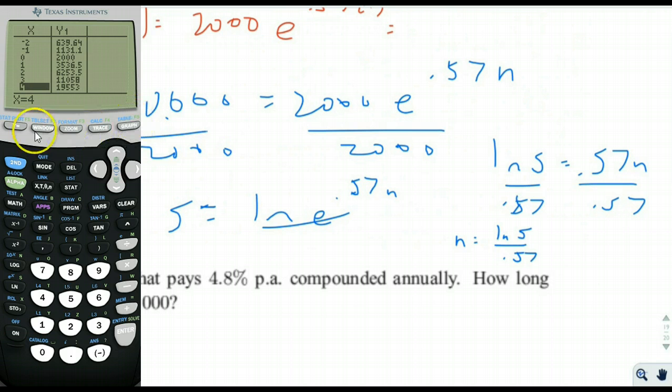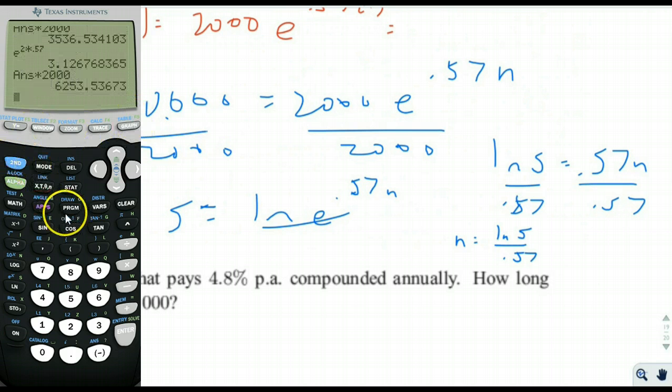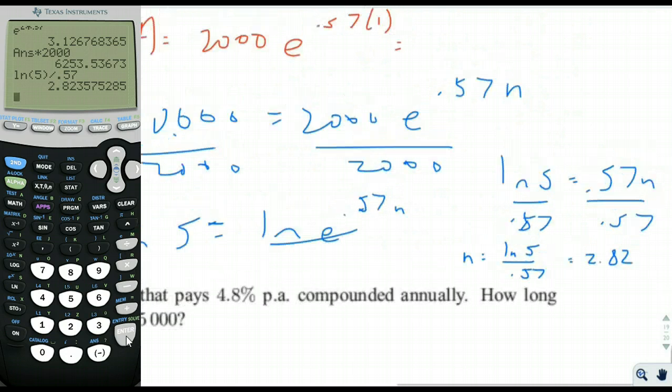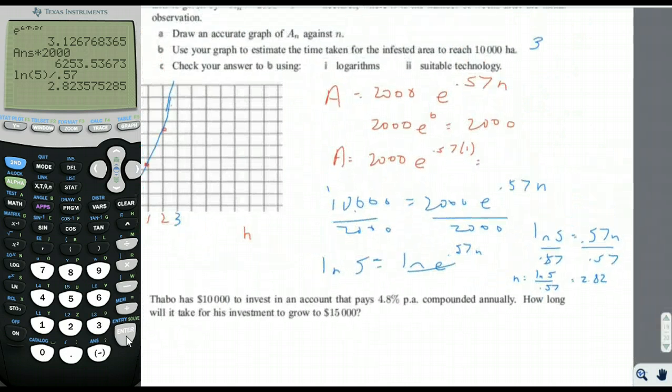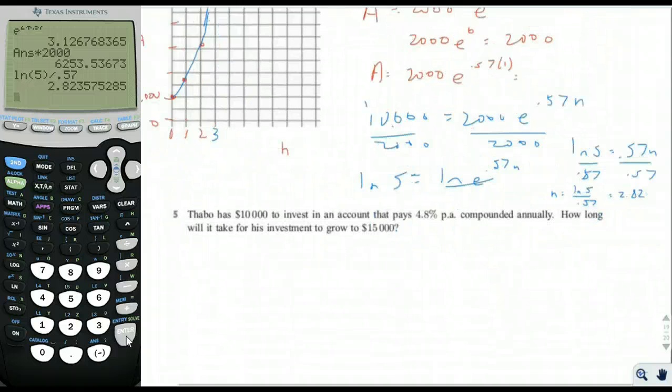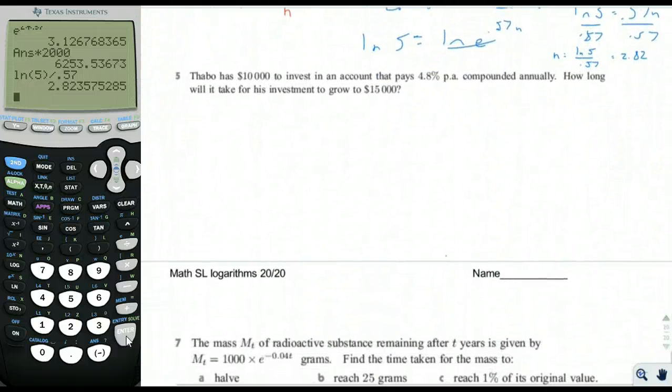And then if we check that, we'll get natural log of 5 divided by 0.57, 2.82. So you can see that's pretty close to 3. We had guessed 3, right? Let's move down here. Number 5.